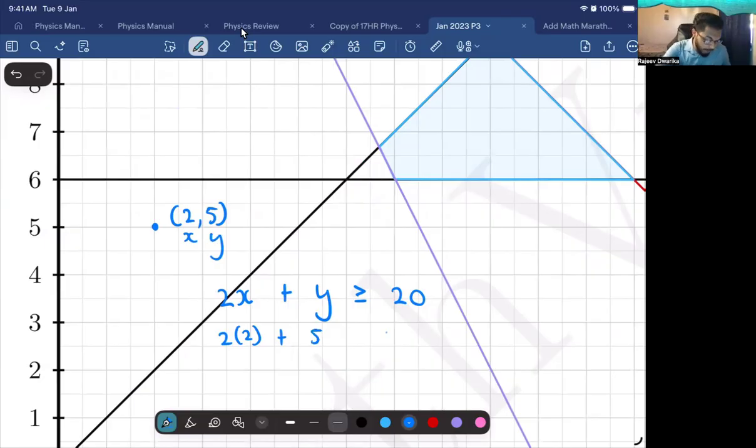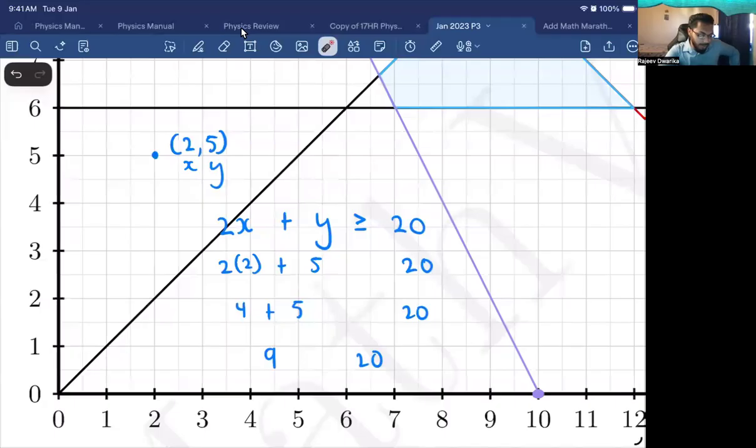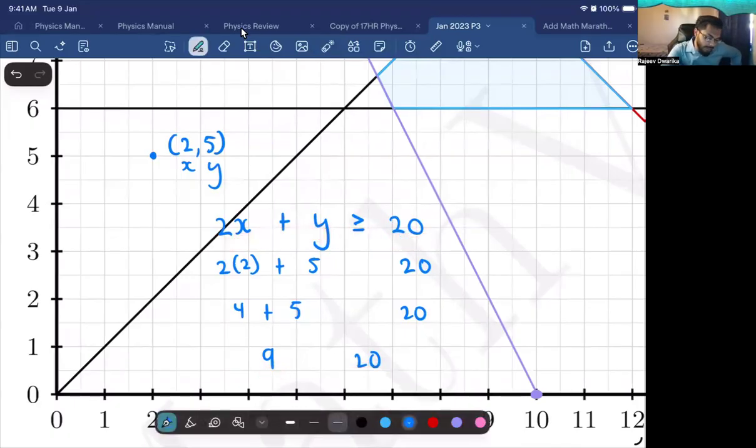Now, if it's correct, then it's supposed to be more than 20. What is 2 by 2? 4. Right? Okay, 4 plus 5 is 9. The inequality we are supposed to satisfy is that 2x plus y needs to be more than 20. Is 9 more than 20? No, 9 is not more than 20.